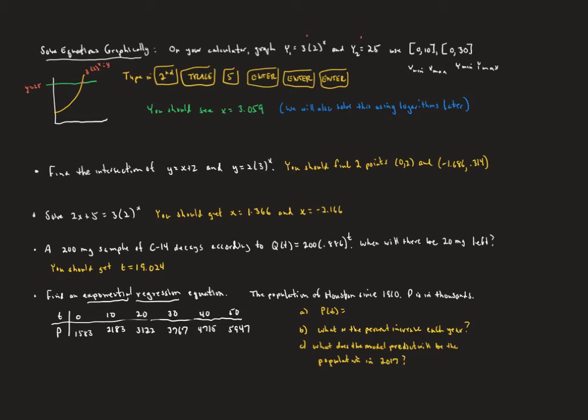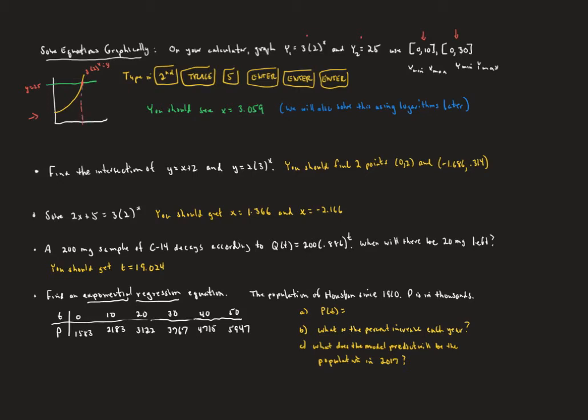So I'm going to suggest a window, and this is supposed to tell you the x min and x max, and what to use for the y min and y max. When you do that, you should see a graph something like what we have over here. And what we want to do is find that point of intersection. In particular, we want to find that x value here.